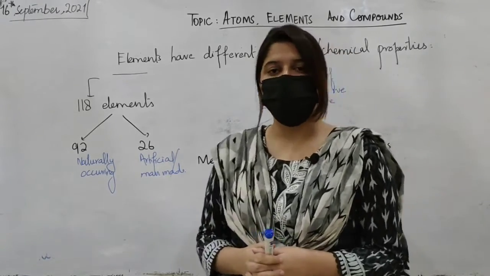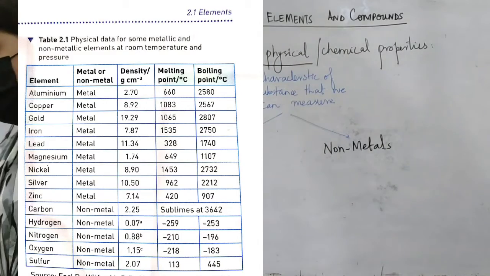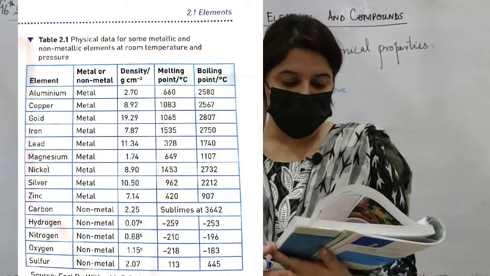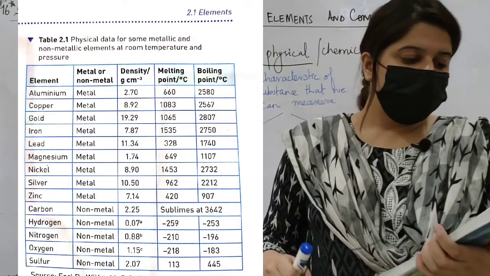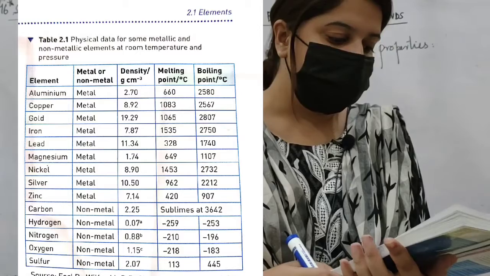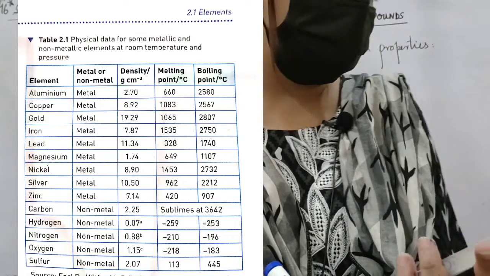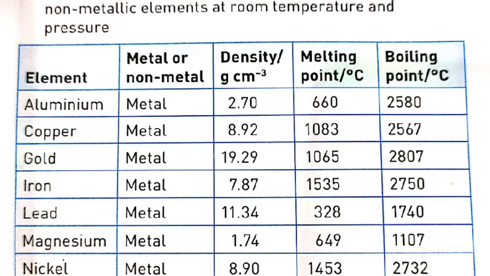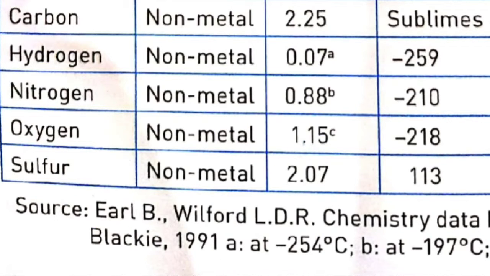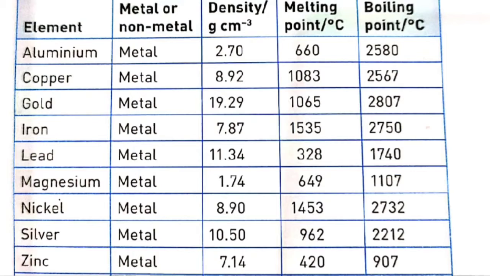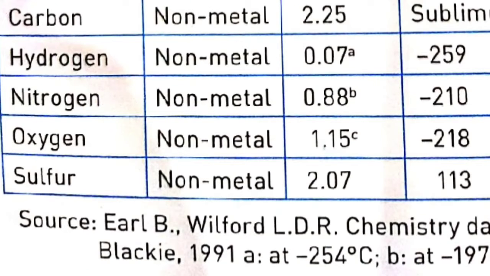non-metals. I want you to open your book, page number 11. And here we are going to discuss table 2.1. In this table 2.1, we have been given the physical data for metallic and non-metallic atoms at room temperature and pressure. If you observe the table very carefully, we can see that there are some elements which are metals and there are some elements which are non-metals. If you proceed further in the table, we can see that all the metals have high density, high melting and high boiling point, while all the non-metals will have low melting point, low boiling point and low density.